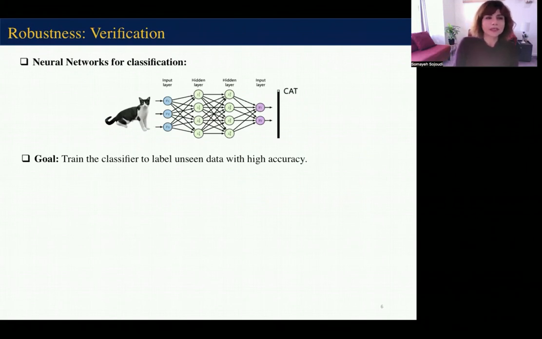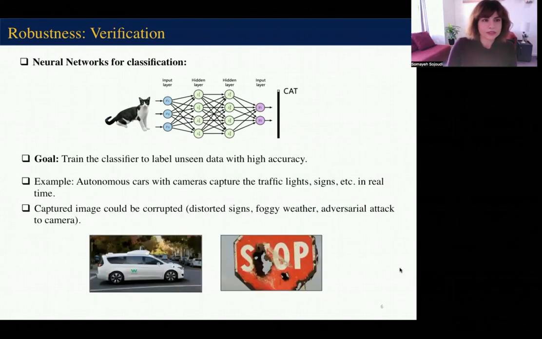Neural networks are commonly used for the classification problem, where the goal is to train the classifier such that it can label the unseen data with high accuracy. Let's consider autonomous cars as an example. These cars are equipped with cameras which capture the traffic lights, signs, etc. in real time. So we want our classifier to label images with signs or traffic lights.